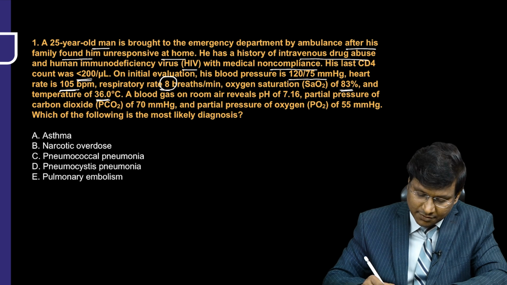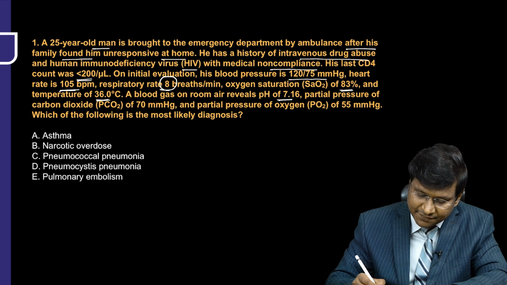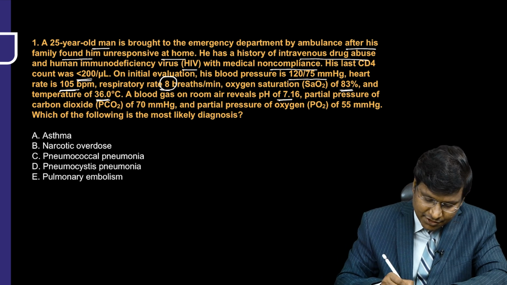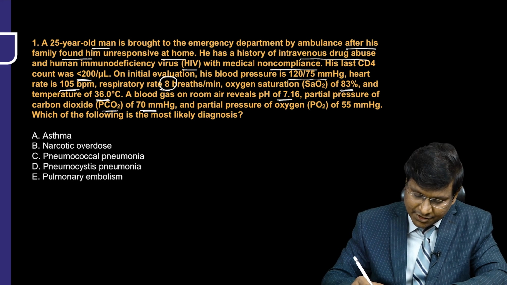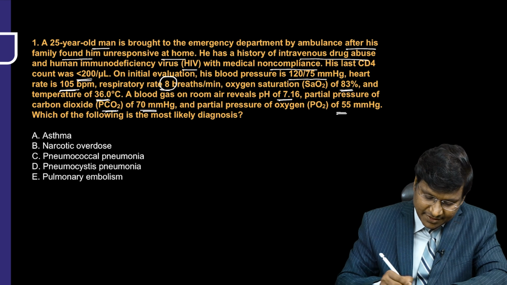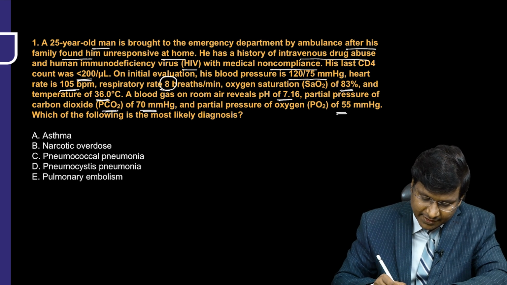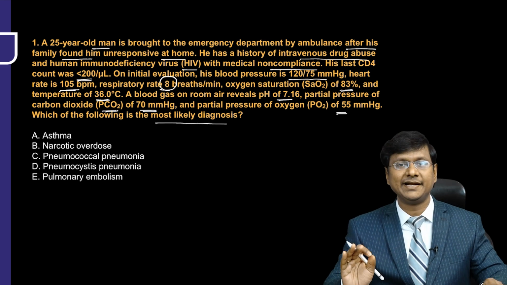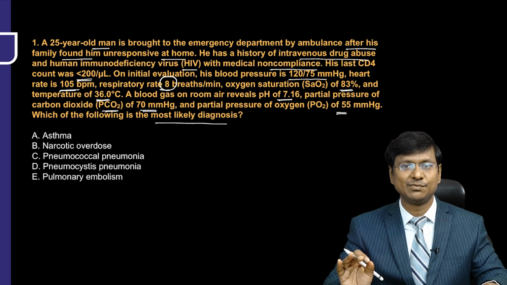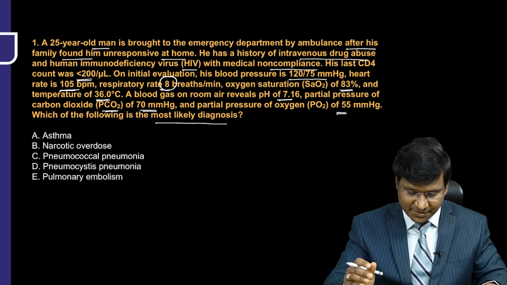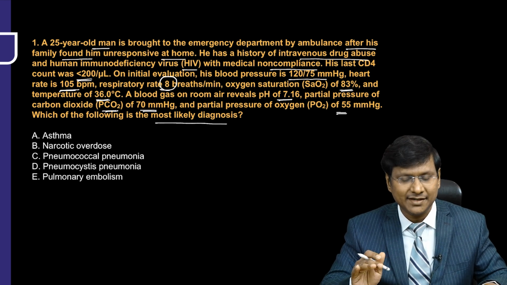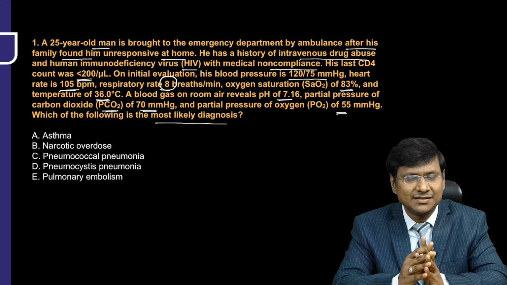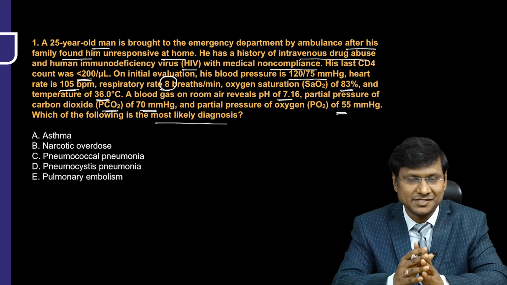A blood gas on room air reveals a pH of 7.16, partial pressure of carbon dioxide 70 millimeters of mercury, and partial pressure of oxygen 55 millimeters of mercury. Which of the following is the most likely diagnosis? The options are asthma, narcotic overdose, pneumococcal pneumonia, pneumocystis pneumonia, pulmonary embolism. First I'll tell you the answer and then I'll try to rule out the other options as well.